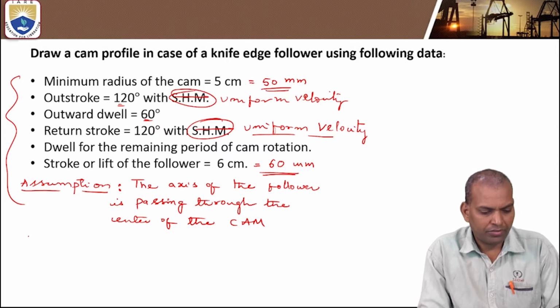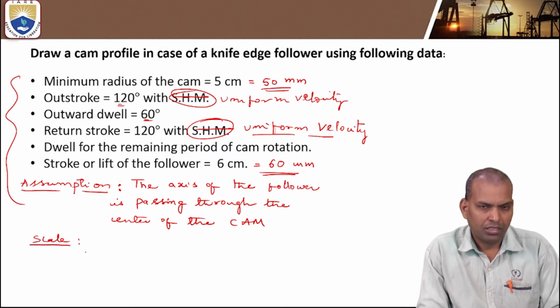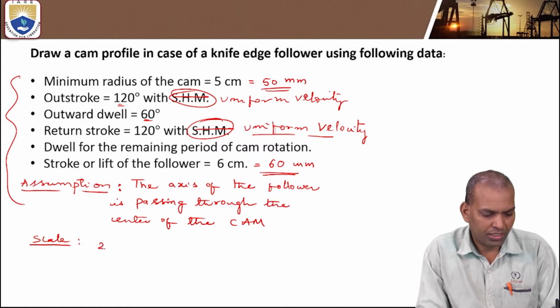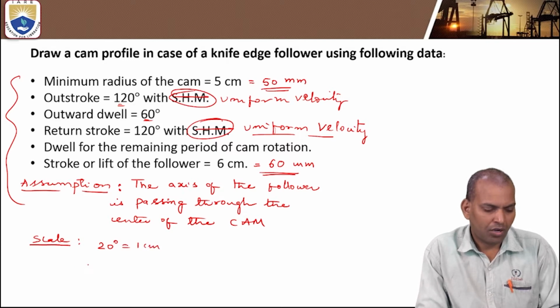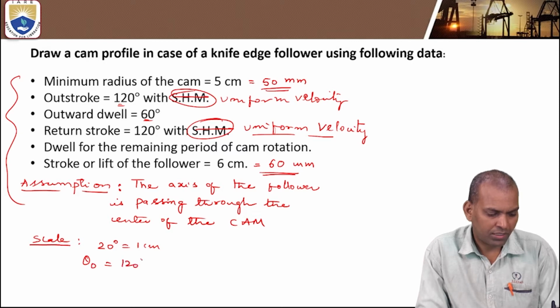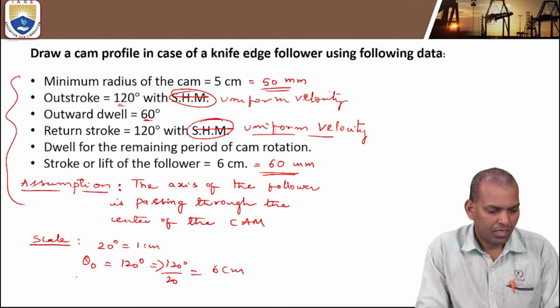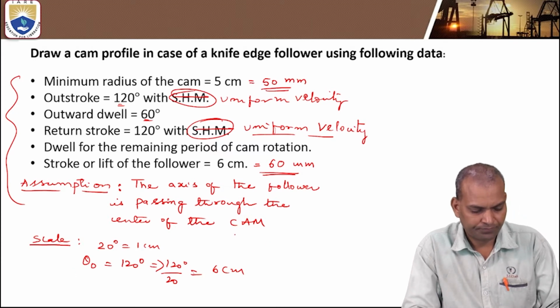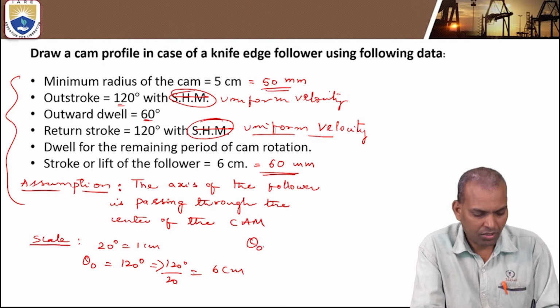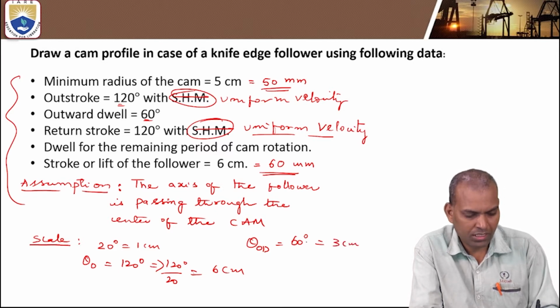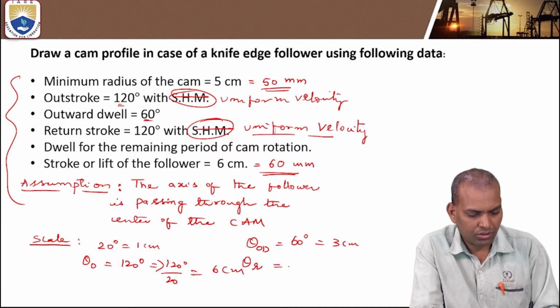First step, we have to take a scale for drawing the displacement diagram. For drawing a displacement diagram, we need the X and Y axes. On the x-axis, 20 degrees equals 1 centimeter. The outward stroke angle theta O is 120 degrees, that is 120 by 20, which is 6 centimeters. The outward dwell, theta OD, is 60 degrees; with 20 degrees equal to 1 centimeter, it becomes 3 centimeters. The return stroke is 120 degrees, that is 6 centimeters.